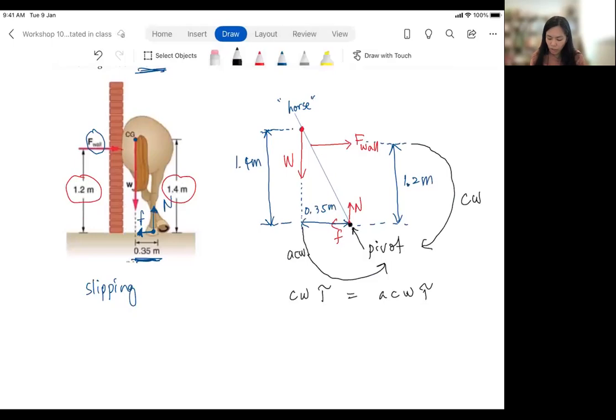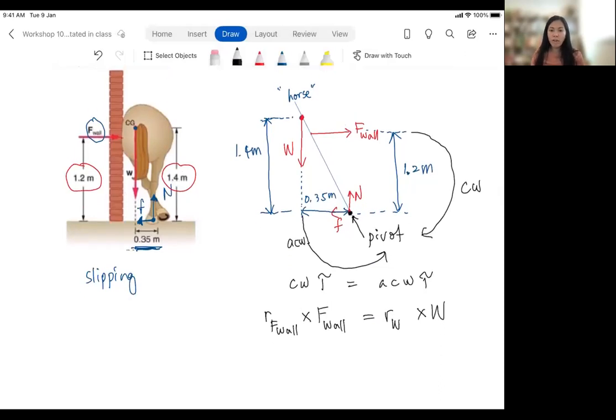Yep. Okay, so clockwise torque should be balanced by the anti-clockwise torque. Clockwise torque is provided by the force on the wall. So that should be the moment arm between the force on the wall and the pivot point times the force on the wall itself. Okay. And that should be equal to the anti-clockwise torque. It's provided by the weight force of the horse. So you should have the moment arm between the weight force and the pivot point times the weight force itself for the anti-clockwise torque. Right, now finding the moment arms. What's the moment arm for the wall?